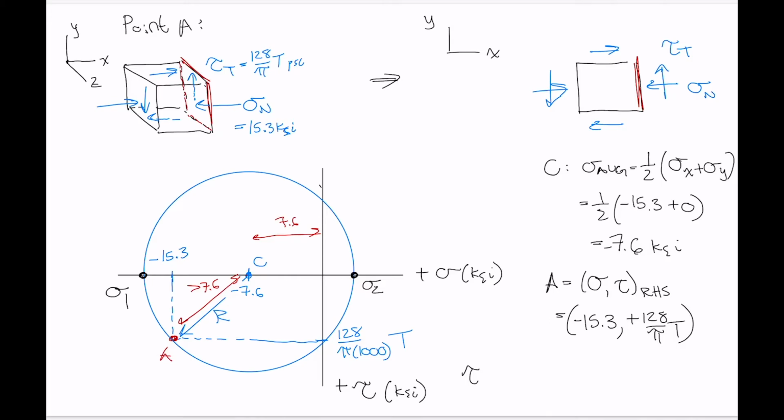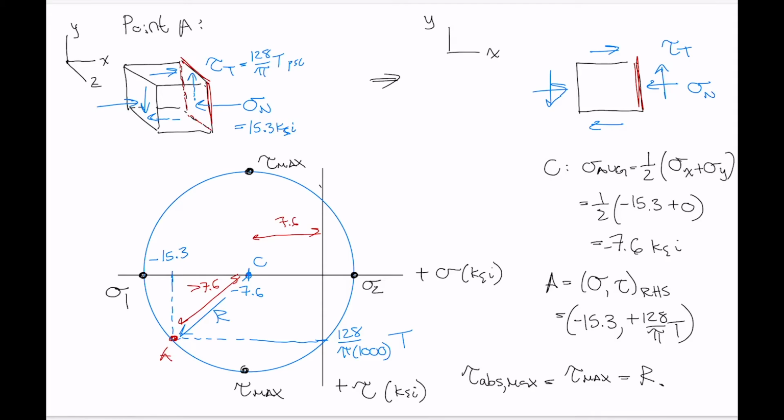So tau abs max is going to be equal to the maximum shear stress that occurs. And where is the maximum shear stress? It's just this one here, or this one down here, doesn't matter which. And that is equal to the radius of our circle, which is easy to find.